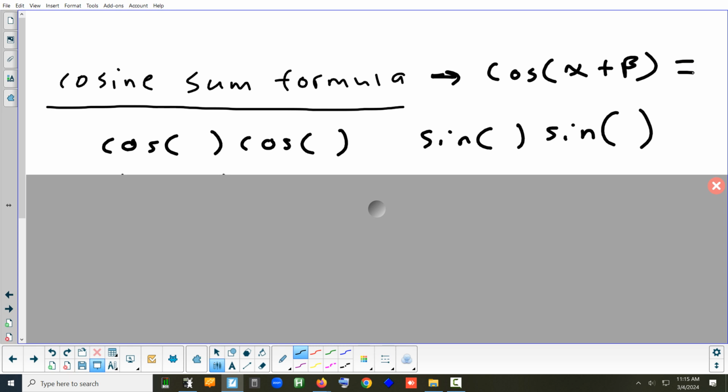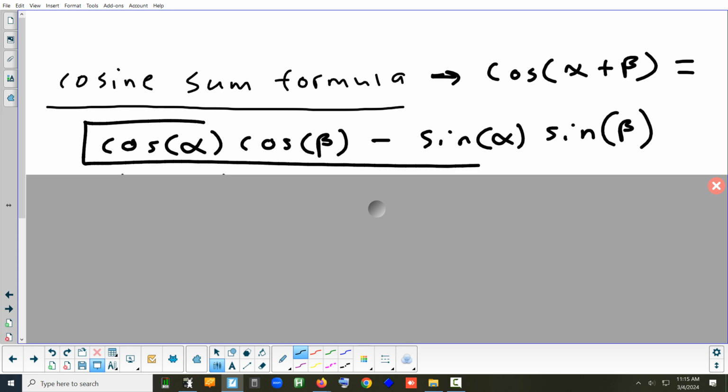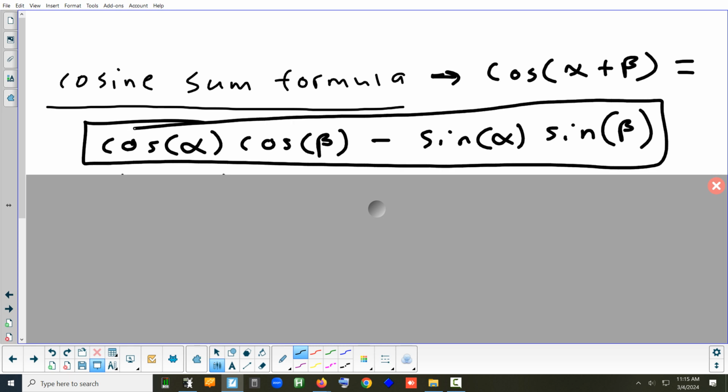So cosine of alpha plus beta. Put your first angle there, second angle there. It's just like the first formula. First, second. Except what did I say goes between them? Is it minus? A minus, yeah. So if you are going to make a reference sheet like we normally do, these are two formulas I would definitely put on your reference sheet. So that's called the cosine sum formula.